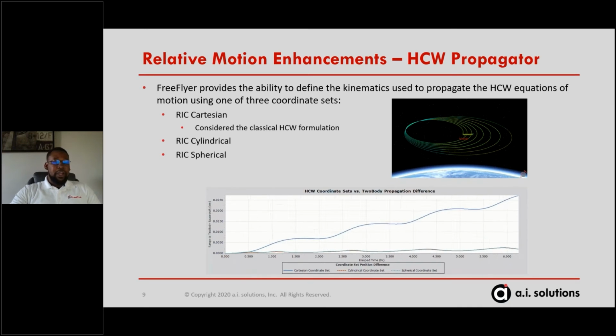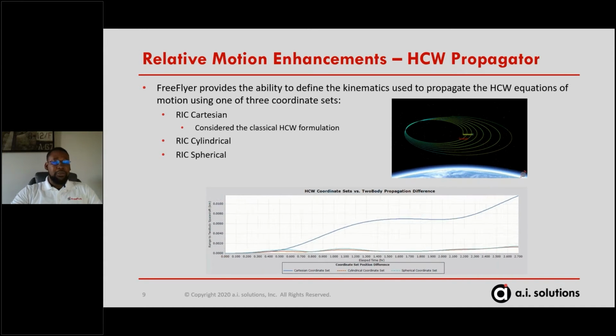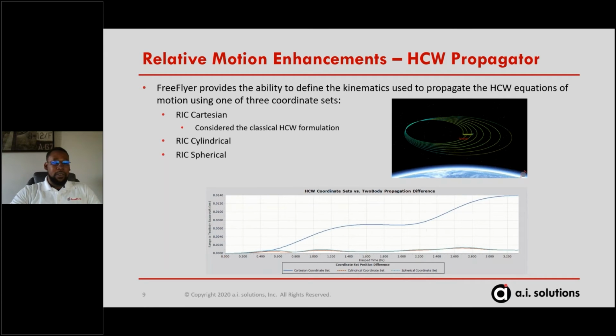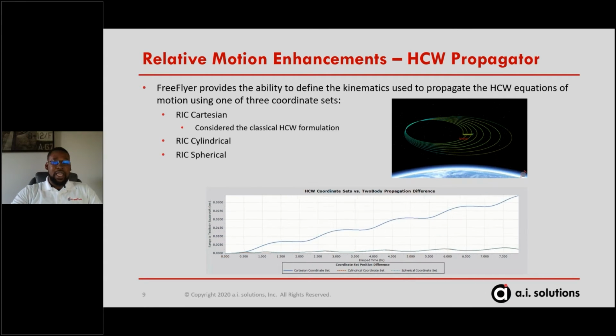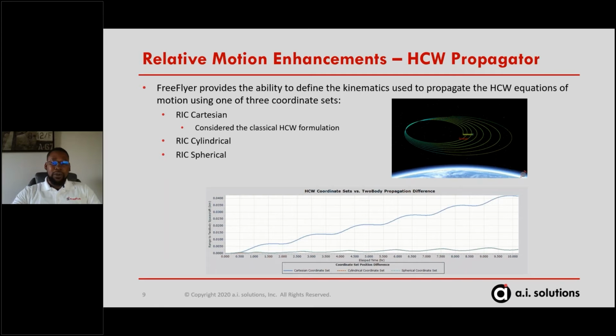So FreeFlyer does provide the ability to define the kinematics used to propagate the HCW equations of motion using one of the three coordinate sets. And that is our RIC Cartesian, our RIC Cylindrical, and our RIC Spherical. Now, the RIC Cartesian is considered the classical implementation of HCW formulation, but the RIC Cylindrical and Spherical will also work, but sometimes can provide more accurate or higher order results. And in some cases, the RIC Cylindrical and RIC Spherical are curvilinear relative elements with the possibility to achieve more accurate results using those same HCW equations.